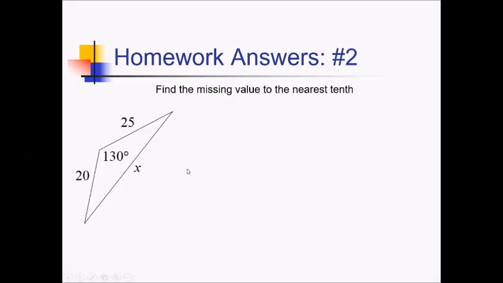To find the third side of this triangle, which is not a right triangle, since we have a side angle side situation, that's going to be law of cosines. So we've got c squared equals a squared plus b squared minus 2ab cosine of c. So we've got then x squared for c squared, and then a and b are our legs of our angle. So 20 squared plus 25 squared minus 2 times 20 times 25 times our cosine of 130.